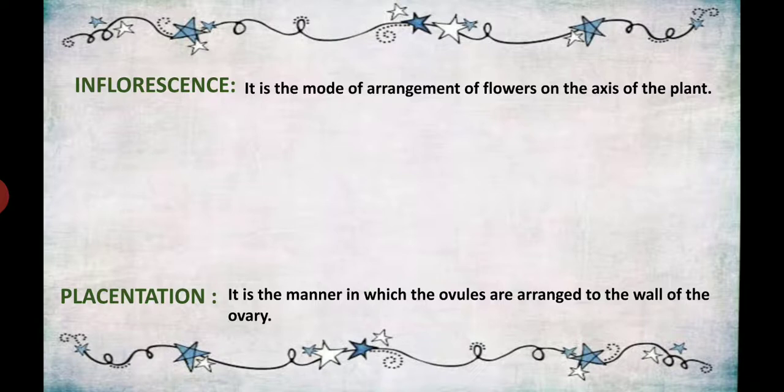So I'm again repeating, inflorescence is the arrangement of the flowers, how the flowers are arranged on the axis of the plant. And placenta is the tissue which attaches the ovule to the wall of the ovary. So placentation means the manner in which the ovules are attached or arranged to the wall of the ovary. That's it. It's very simple. So this is the end of this topic, flower.